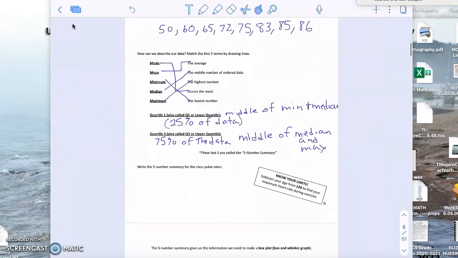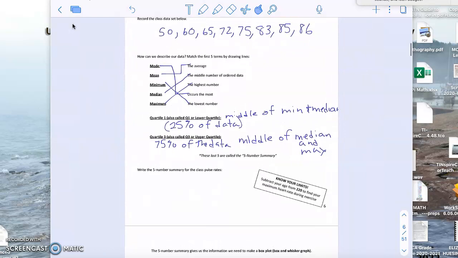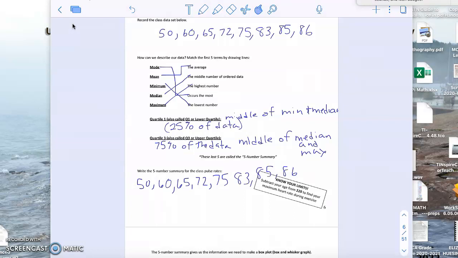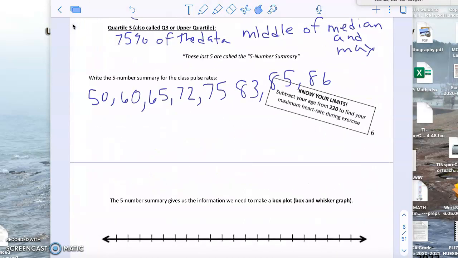So if we take a look at this, find our 5-number summary. So I'm going to write these down again. So we had 50, 60, 65, 72, 75, 83, 85, and 86. So we have to find the middle. So what I sometimes do here is, let's see, I cross them off. So 1, 1, 1, 1, 1, 1, 1, 1. So our middle is right in the middle of here.